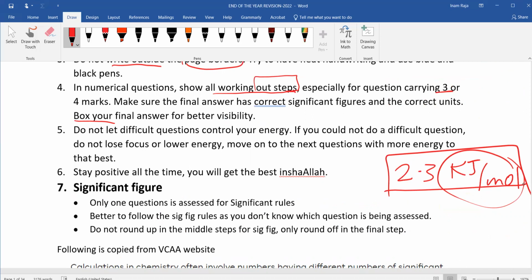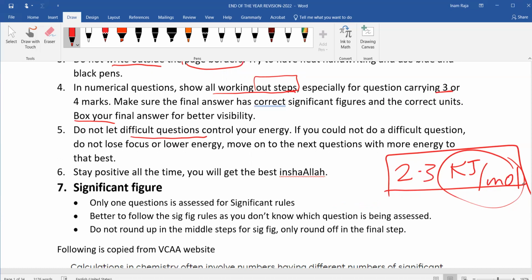Now, one common thing among students is that if there's a very difficult question and they could not do it, it sucks their energy. This 2 hours and 30 minutes is very important for you guys. You don't want to lose your focus during this time. You don't want to feel low during this time. So make sure that if there's a difficult question, it doesn't suck your energy. If you just can't do it, it's okay. Just go to the next question.